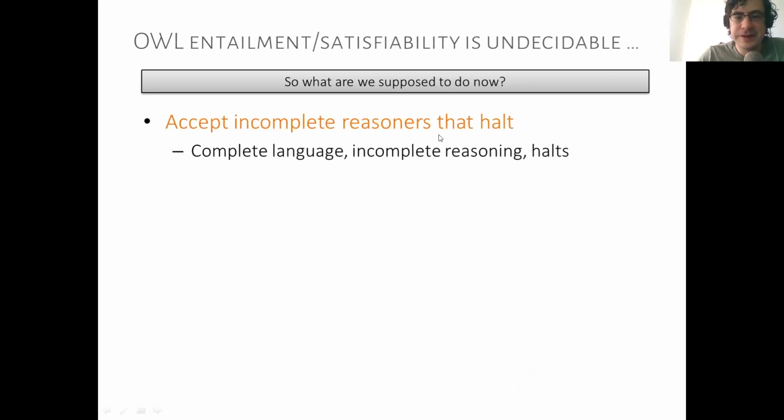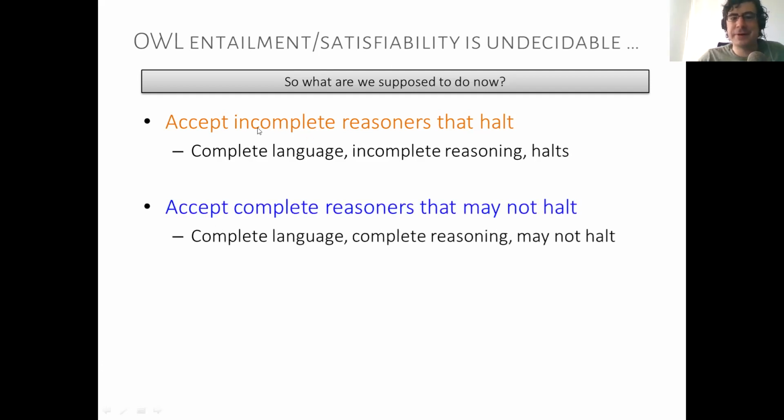Accept incomplete reasoners that halt. So we accept any ontologies. The complete language, people can use the features however they want. But we might sometimes say that something's not entailed, or we might miss entailments. That would be the most typical one, where we say false when it should be true. Saying true when it should be false is not common. But it will always halt, it will always terminate.